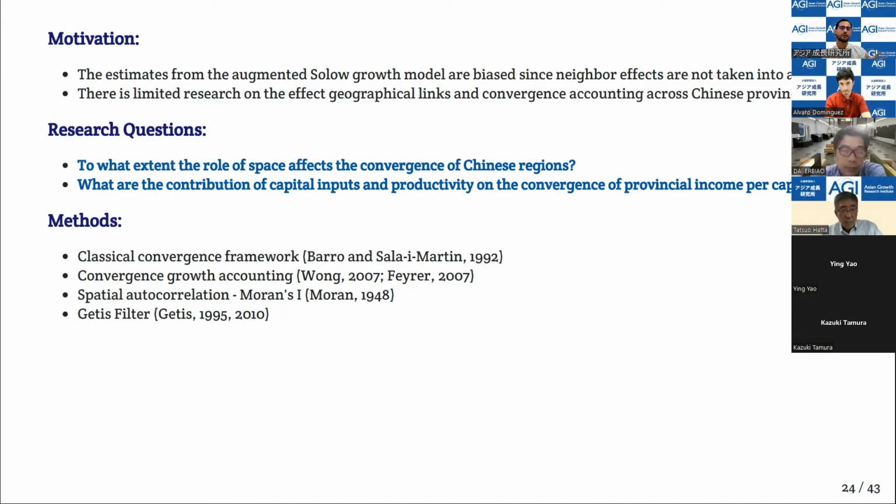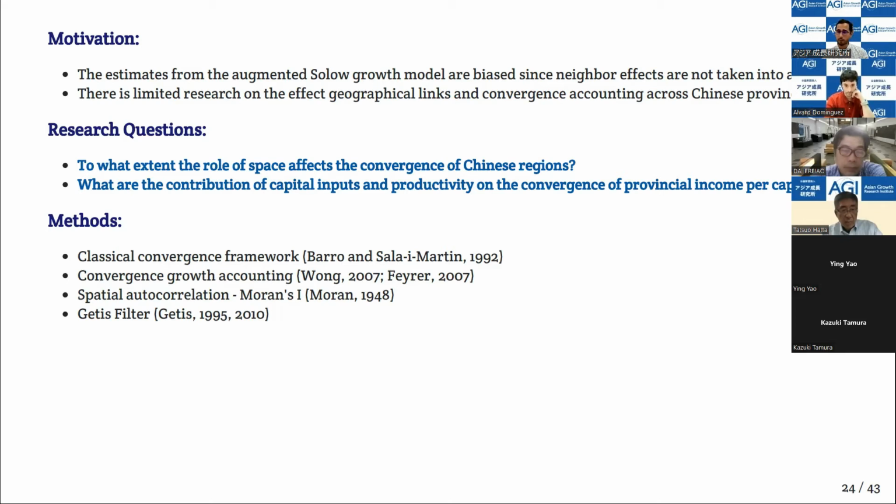What would be our two research questions? Well, first of all, to what extent is the role of space effects, neighbor effects, affecting the convergence of Chinese provinces, Chinese regions? And what are the contributions of capital inputs and productivity on the convergence of provincial income per capita? We're going to use different methods, and I'll try to summarize them so that at least you get a high-level intuition of what they mean. We're using 4 of them.